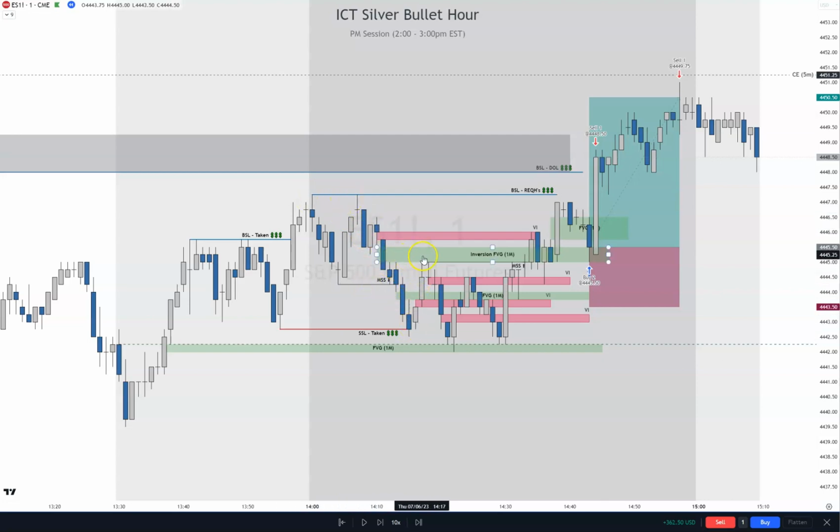It never came up into the second fair value gap, so we never entered. And then we just saw price action doing this. And so when it didn't respect any of these PD arrays, we waited for liquidity to be taken again, which it was, and then a market structure shift, and then an entry. And we got an entry right there and took it. That's our PM Silver Bullet session on Thursday, July 6th.